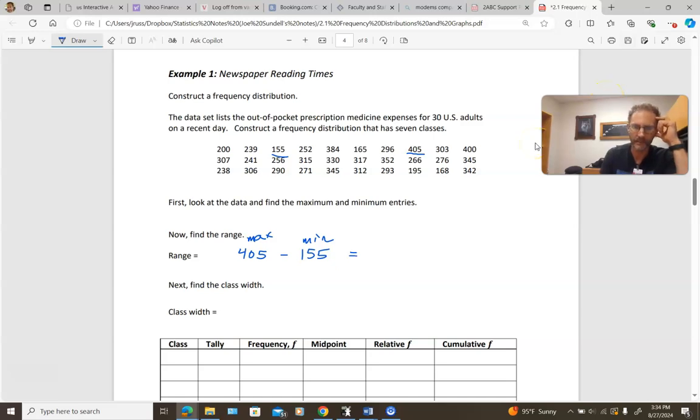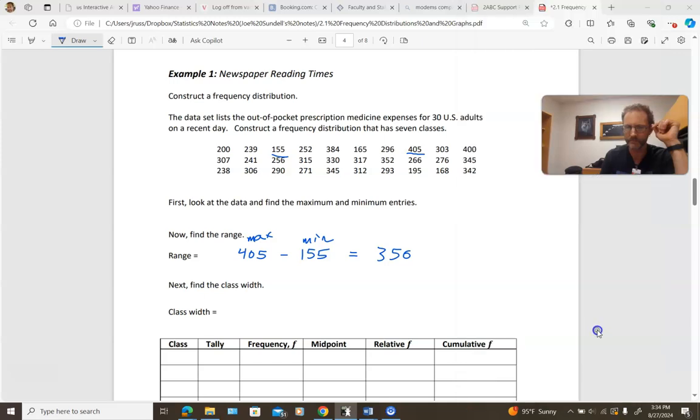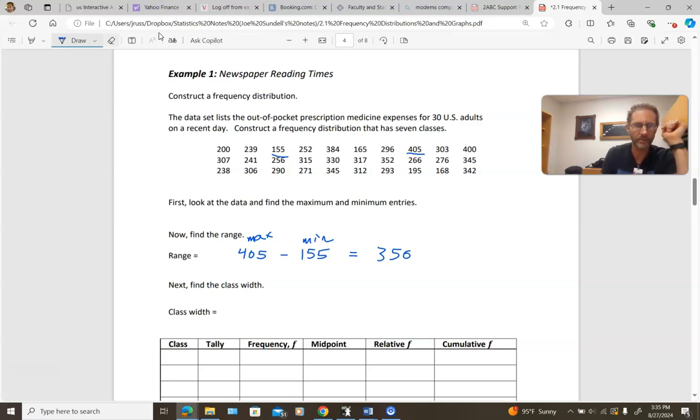And when we subtract these, what are we going to get? I want to say 350. I'm just going to double check in my calculator here. Oh, 250. Wow. Oh yeah, definitely not 350. I'm not sure what I was thinking. 250. Okay, so that's the range in the data.